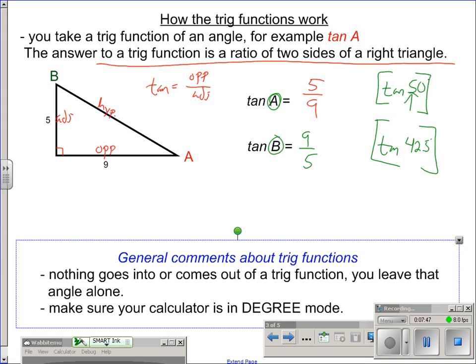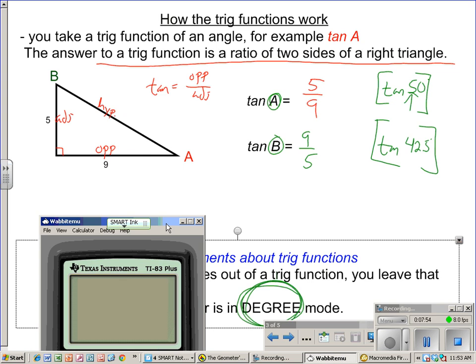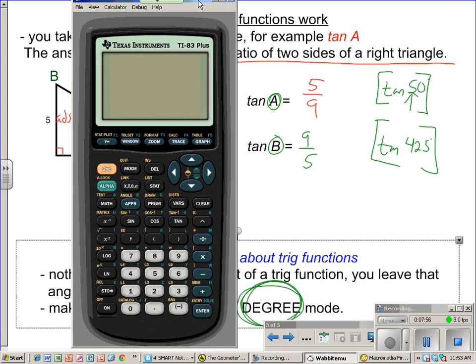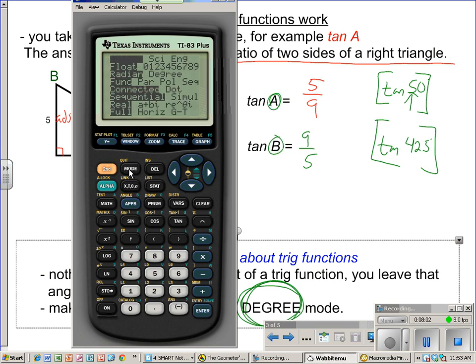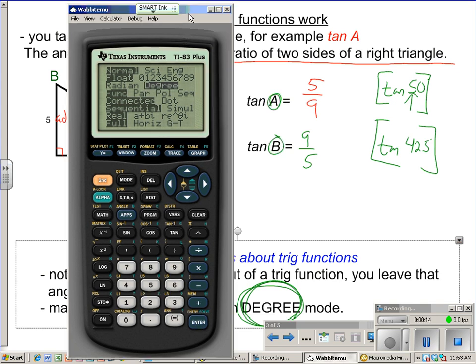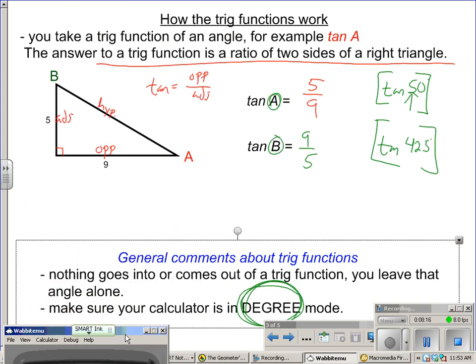The other big thing is make sure your calculator is in degree mode. For those of you with an 83 or 84 of your own, or if you're using one of the school's calculators when you're in class, to know which mode it is in, hit the mode button and you scroll down to that third row. It says radian and degree. You want to be in degrees. You have to be in degrees because we're going to be dealing with degrees.